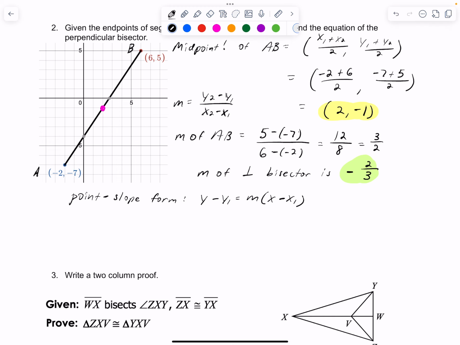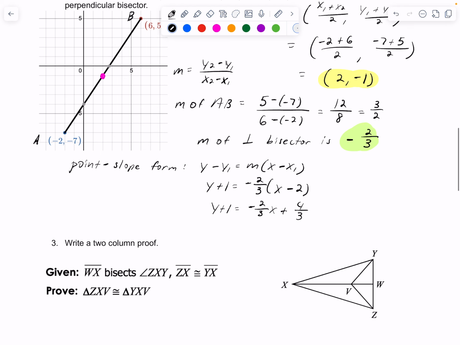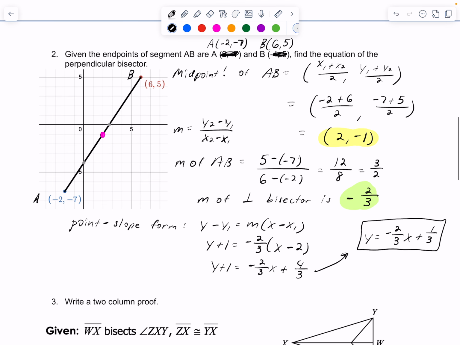So plugging in, I have y minus a -1, which is y plus 1, equals my slope of -2/3 times x minus 2. I'm going to distribute that -2/3, so you get -2/3 x, and then it's going to be plus 4/3. So when I move that 1 over with subtraction, it's going to be -2/3 x, and then 4/3 minus 1, which is really 3/3. 4/3 minus 3/3 is going to be plus 1/3. All right, so this is the equation in slope-intercept form of my perpendicular bisector.